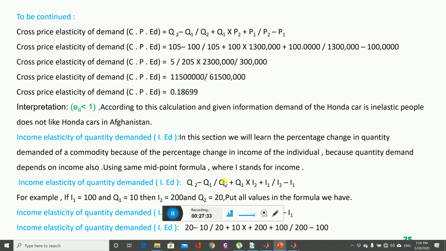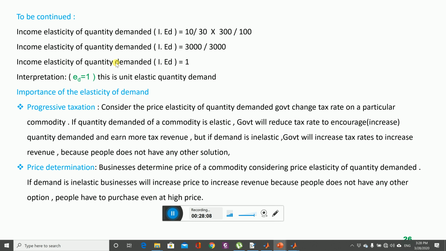Q2 minus Q1 divided by Q2 plus Q1, multiplied by I2 plus I1 divided by I2 minus I1. I represents income. So we put the values. First income 100, first quantity demand 10, second income I2 200, second quantity demand 20. Put all these values in the formula. We have income elasticity of demand. When we put the values, 20 minus 10 divided by 20 plus 10, multiplied by 200 plus 100 divided by 200 minus 100. Now income elasticity of demand is 10 divided by 30 multiplied by 300 divided by 100.